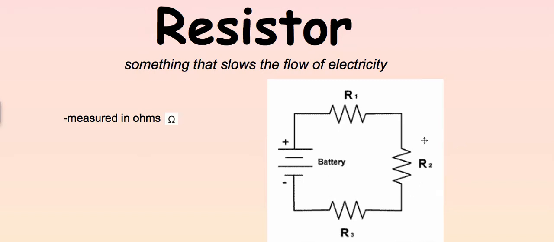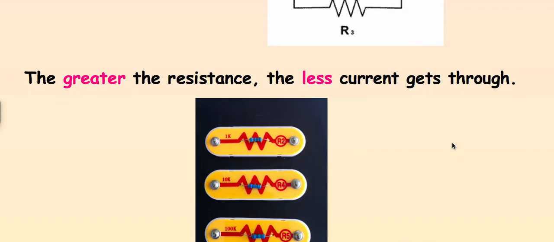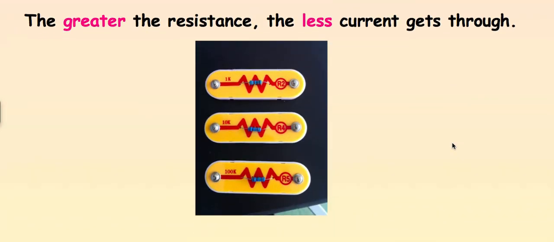So if there are 3 resistors on the circuit, you can bet that light bulb will be pretty dim, or that doorbell will be very faint. You could barely hear it. So the more resistance, the less electricity can flow. Which brings us to our next point. So the greater the resistance, the less the current can get through.